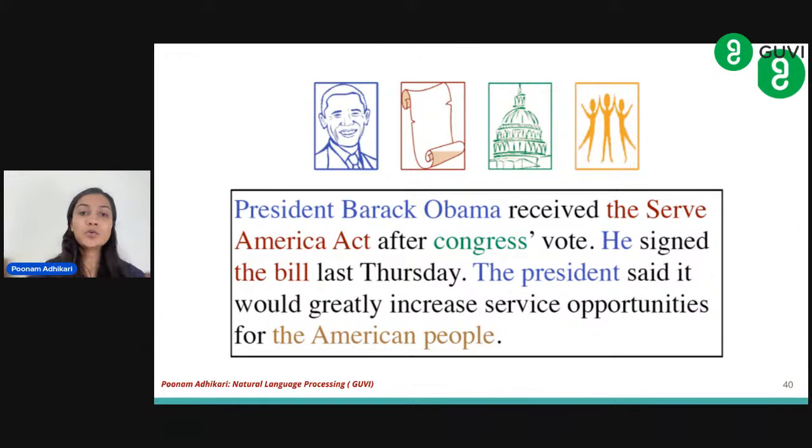Now, how to do that? For example, this is the text that has been given to you. Now, in this text, what is written? President Barack Obama. This entire phrase, President Barack Obama, has been highlighted in purple, which represents that it is a person. Receive the Serve America Act. That is a document. After Congress, Congress is a kind of place or structural body that they are mentioning. He signed the bill. Bill is again a document. Thursday. This is a day of the week. The president, again representing Barack Obama, said it would greatly increase service opportunities for the American people. Here he is representing the American people, so it is representing people, right?